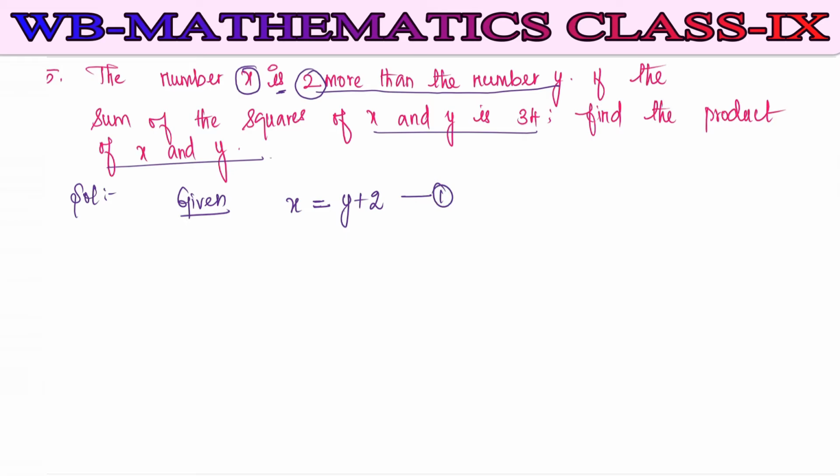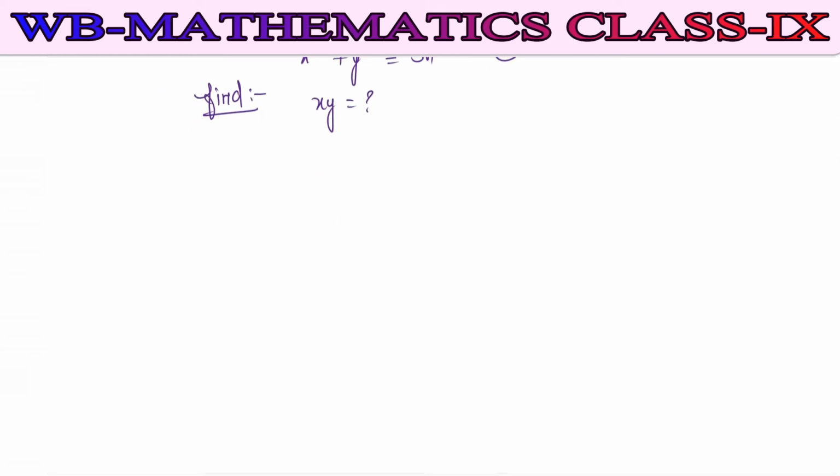And the second one: the sum of the squares of x and y is nothing but 34. So I can write here x square plus y square is equal to 34. This is the second expression they have given. And we need to find the product of x and y. It means we need to find the value of xy. By using these given conditions we are going to solve the problem.